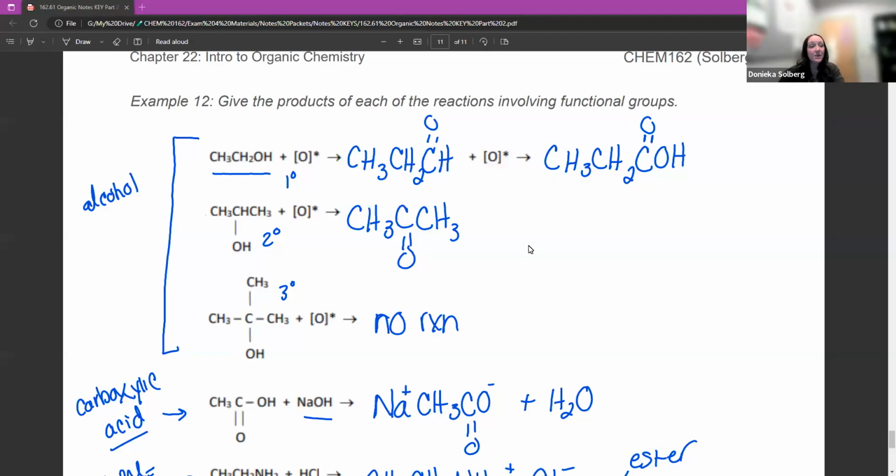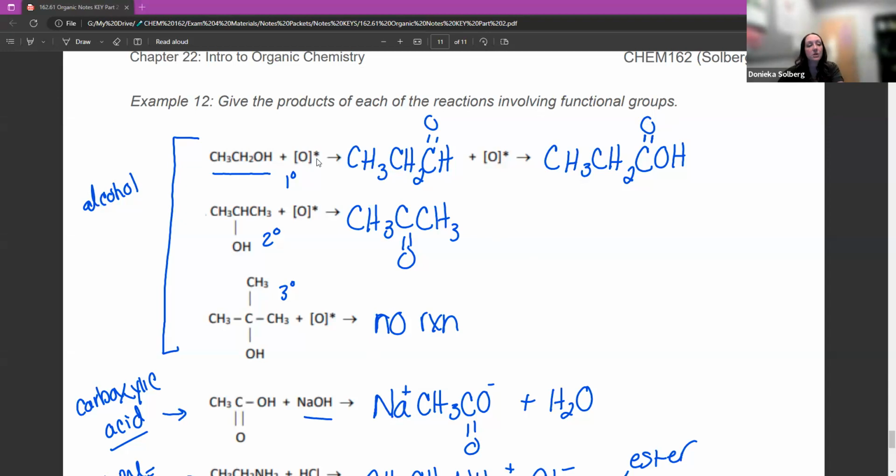Our last video here is really this example number 12, any of the chemical reactions that we have talked about in this section. So give the products of each of the reactions involving functional groups. If I were you, I would try to do all these by yourself first, go back in your notes, find the reactions and see if you can predict the products.